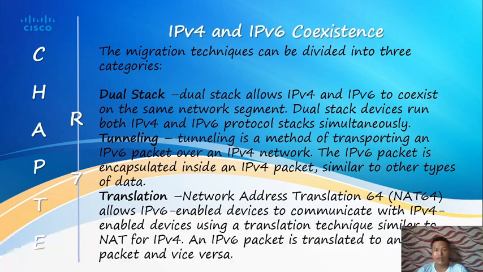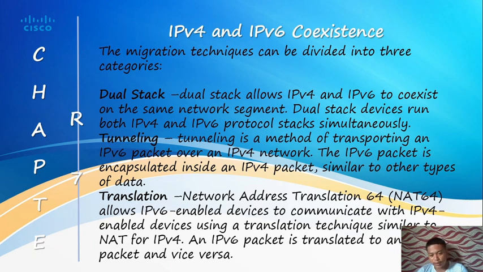IPv4 and IPv6 coexistence. The migration techniques can be divided into three categories: dual stack, tunneling, and translation. Dual stack allows IPv4 and IPv6 to coexist on the same network segment. Dual stack devices run both IPv4 and IPv6 protocol stacks simultaneously. Tunneling. Tunneling is a method of transporting an IPv6 packet over an IPv4 network. The IPv6 packet is encapsulated inside the IPv4 packet, similar to other types of data.